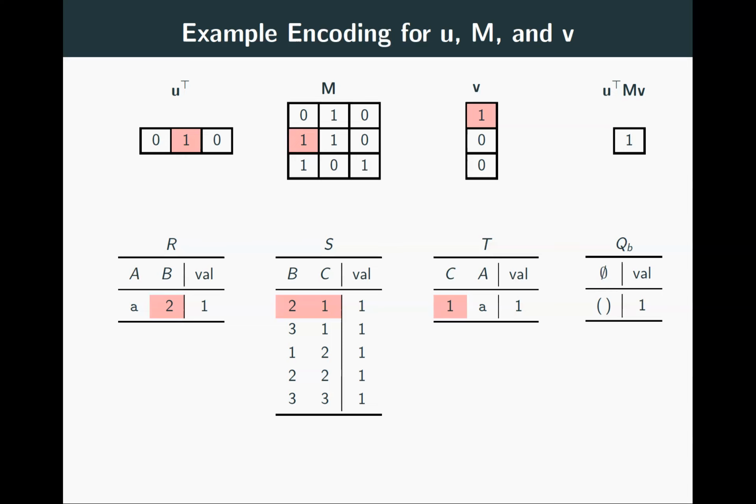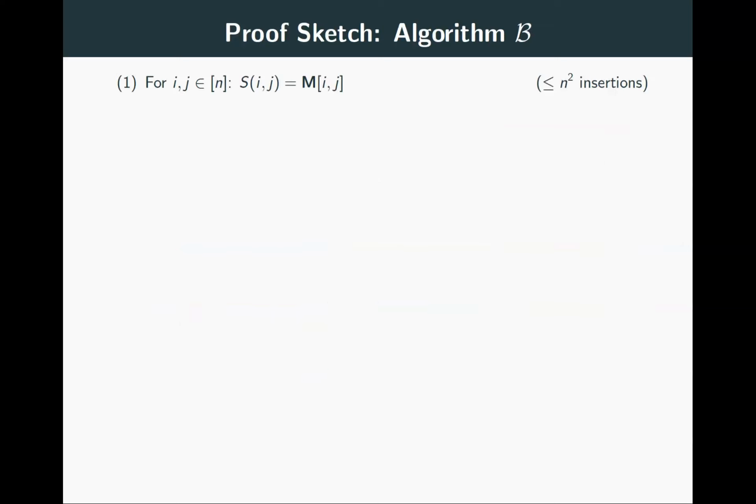I'm confused because U and V are dynamic, and then R and T are not dynamic. Hold your horses. It comes exactly on this slide. So what do we do? We do as follows. At the very beginning, we are allowed to have some pre-processing time. So what we are going to do is n square insertions into relation S.